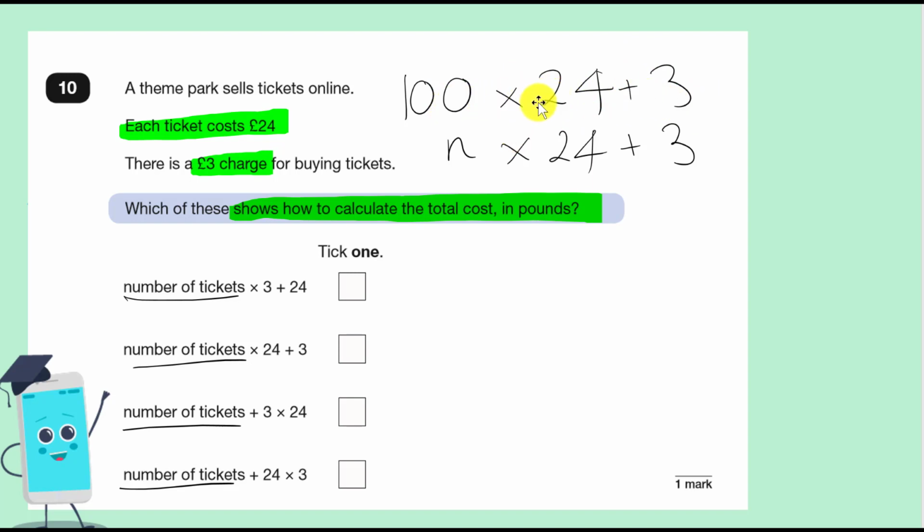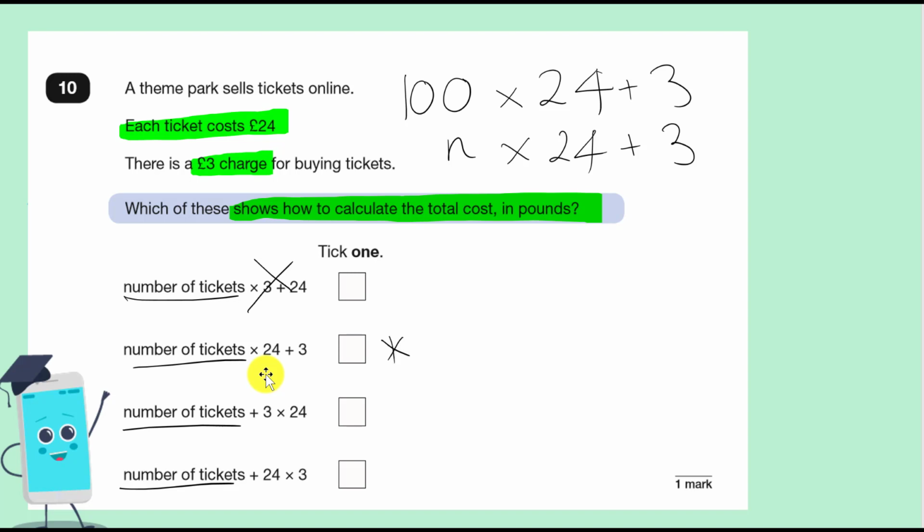So I've got my sentence here with my imaginary number in, and below it I've just swapped my number for n. N stands for number of tickets. It can be any number of tickets. It will always be the number of tickets times by 24 and plus 3. Now if I look down here, I've got times by 3 and add 24. It's not that one. And here I've got times by 24 and add 3.